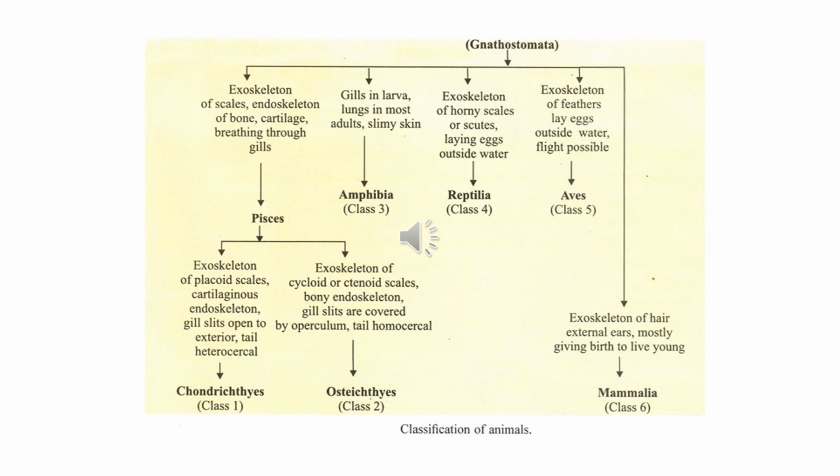Amphibia, as you know, includes those organisms which can live both on land as well as in water, whereas class Reptilia includes those organisms whose exoskeleton is made up of horny scales or scutes, whereas class Aves includes those organisms which have feathers for flying, and Mammalia are those having exoskeleton as hair and giving birth to young ones.